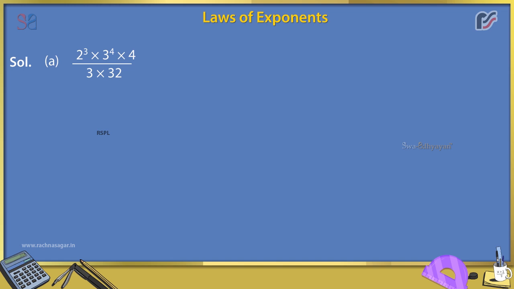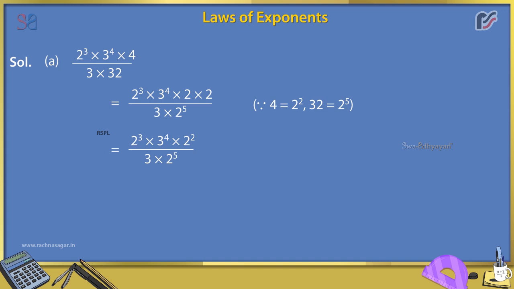Solution. A. 2 raised to the power 3 into 3 raised to the power 4 into 4 by 3 into 32 is equal to 2 raised to the power 3 into 3 raised to the power 4 into 2 raised to the power 2 by 3 into 2 raised to the power 5. Because 4 is equal to 2 raised to the power 2, 32 is equal to 2 raised to the power 5, which is equal to 2 raised to the power 3 into 3 raised to the power 4 into 2 raised to the power 2 by 3 into 2 raised to the power 5.